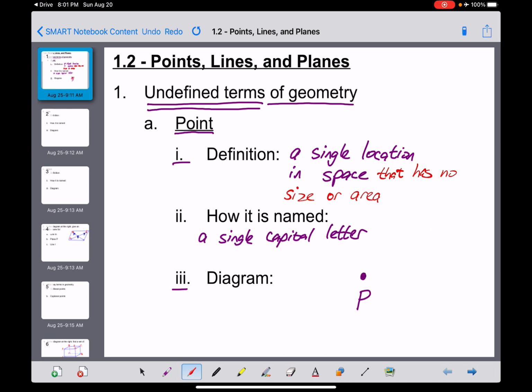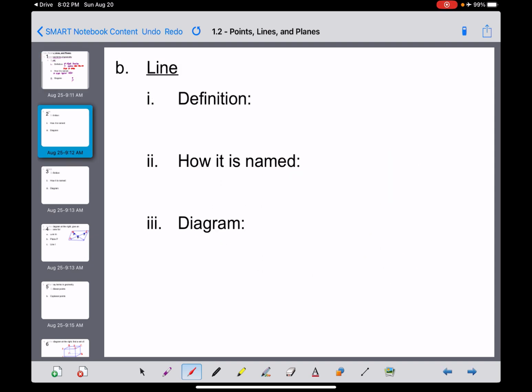All right, there's some interesting stuff about a point there, guys, but there isn't a whole lot to say about it because it's so basic. And again, that's what we mean by an undefined term of geometry. Hopefully you can look at this little diagram and say, okay, I can see it, and I think I can understand it, even though the formal definition is a little bit weird. Okay, let's move on to our second one then.